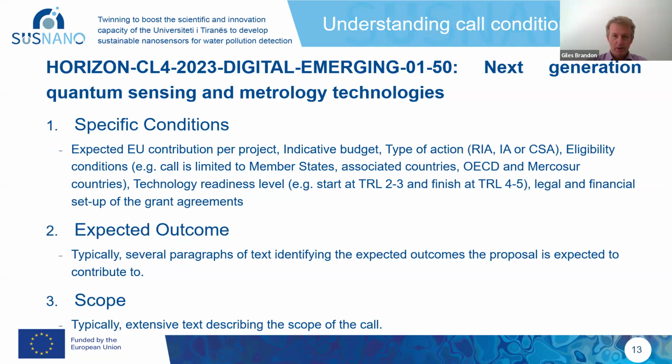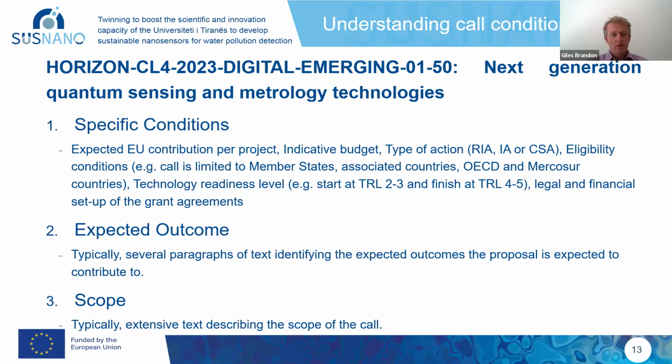But also in this section, specific conditions, it will tell you what type of action it is. Is it a research and innovation action, or a coordination and support action? It'll also say some words about eligibility conditions. For example, it might say if the call is limited to EU member states, or is open to associated countries, OECD, Mercosur countries, and so on. You need to find out that information. And then, as we were talking about a moment ago, there'll probably be some words about what technology readiness levels are anticipated. And then there'll be some details about the legal and financial setup of the grant agreements. So that's one section in this call text.